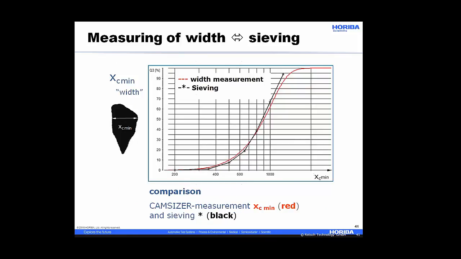Now let's look at XC min, or the particle width. Volume on the left, particle size on the bottom. Again, the black stars are the sieving results, and the red is the image analysis. And here you see that the results are extremely close from the very beginning with no further effort on our part. So that clearly is the way to go.